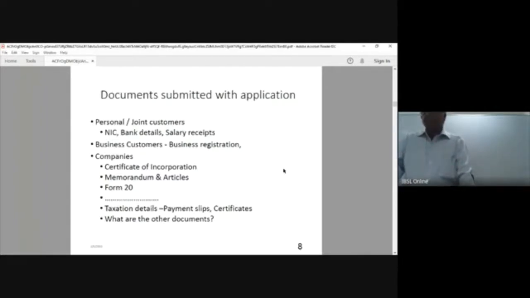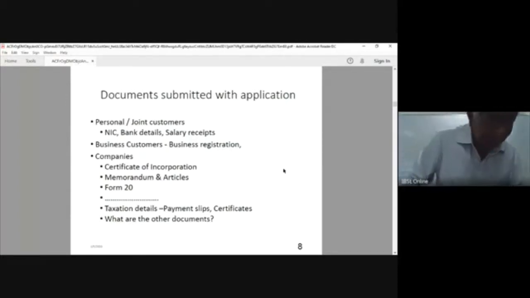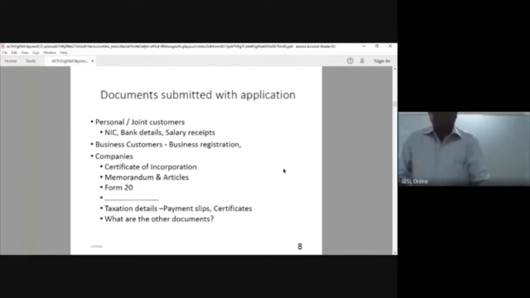Anyone? In the case of a company? Board resolution. Yes, the resolution of the board for borrowing. Very good, thank you. Board resolution is a very important thing. The board of directors of the company decides how much to borrow, for what purpose, from which bank, which branch. That board resolution is signed by one of the directors and the secretaries to the company.